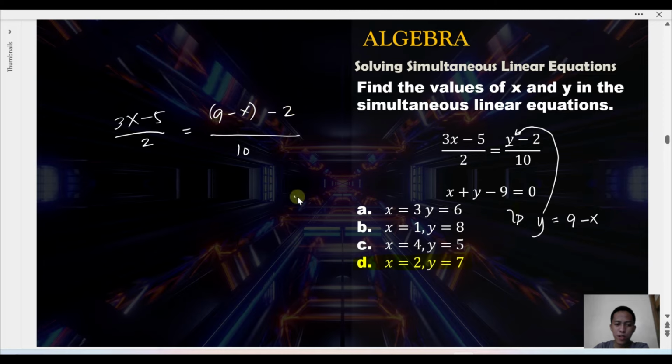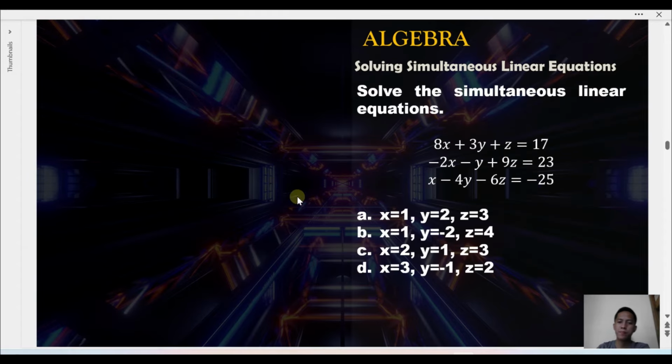Okay, so let's proceed to our next problem. So, solve the simultaneous linear equations, 8x plus 3y plus z equals 17, negative 2x minus y plus 9z equals 23, x minus 4y minus 6z is equal to negative 25. So dito guys, we have three equations, three unknown.